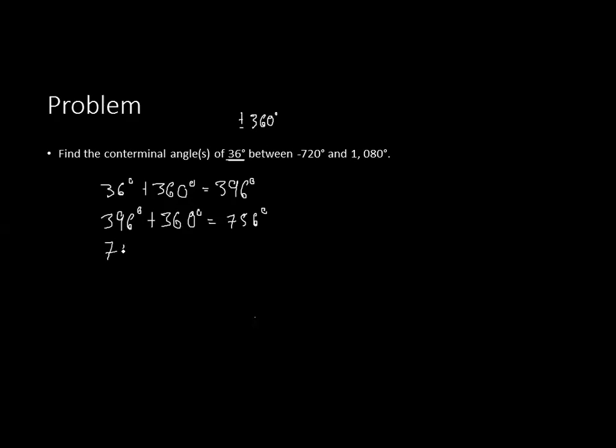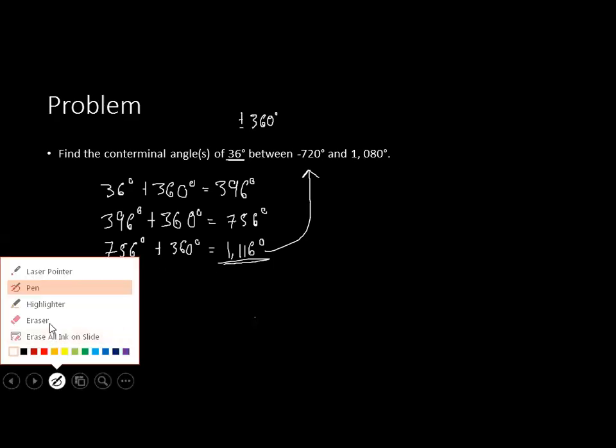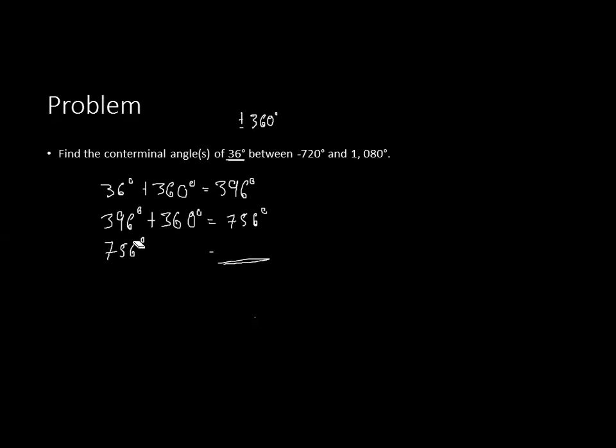All right. So let's keep on going. 756 plus 360 degrees. So let's take a look. Plus 360, we have 1,116 degrees. Is this part of this given interval? The answer is no, because this one is beyond this interval. So therefore, the answer should be like this, 2 only.